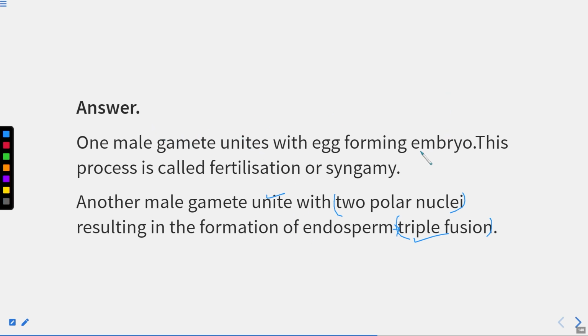So these are the roles of the male gametes. First, it helps in the formation of the embryo. Second, it helps in the formation of the endosperm.